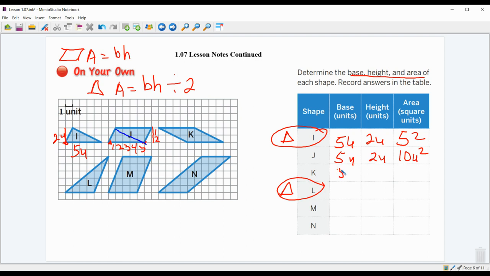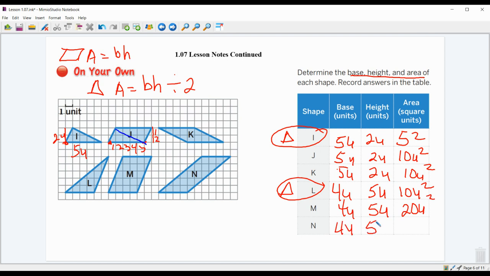Okay, so K is 5 units times 2 units, 10 units squared. L is 4 units times 5 units, but it's a triangle. It's not 20, it's only 10 units squared. M is 4 units times 5 units is 20 units squared. And N is also 4 units times 5 units. It's 20 units squared. And I'm just going to show you with N just to make sure you understand what I'm doing. I go from N to N and I count the distance in squares. It's 4. And then the height goes from the top straight down. 1, 2, 3, 4, 5.